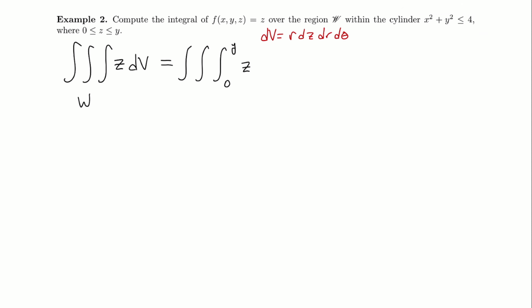So we'll have r dz, and then we'll have dr d theta. So now we need to have r bounds here and theta bounds here. For the time being, we can section this off for a moment. So we'll just pause. Let's remind ourselves, what actually is D?